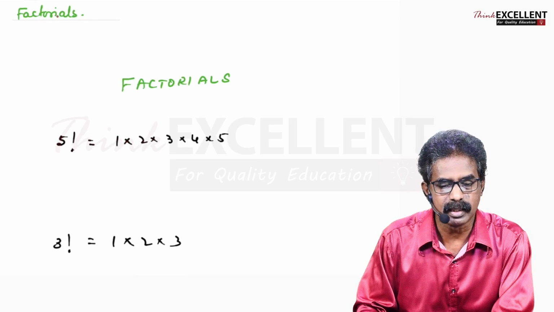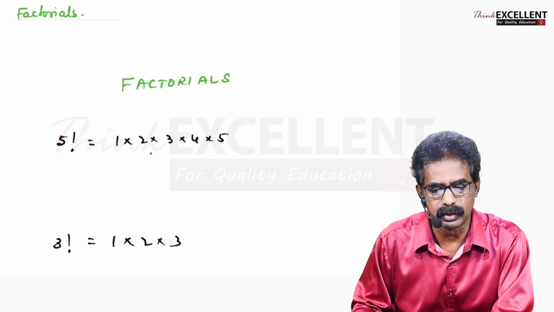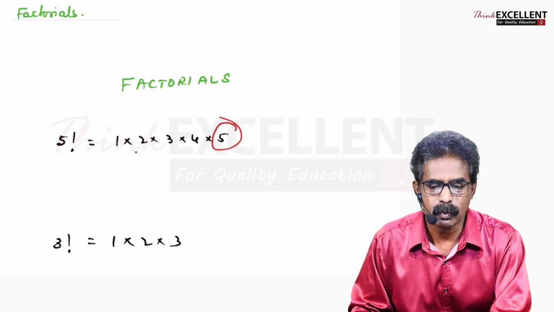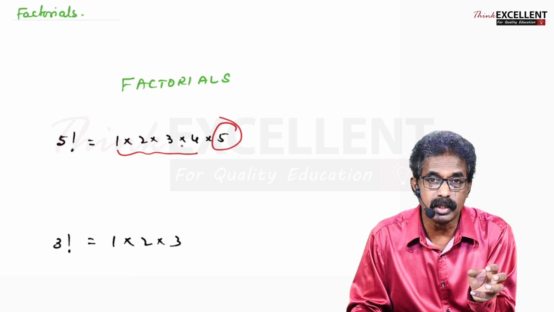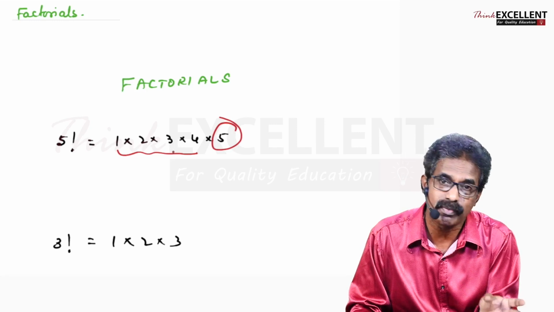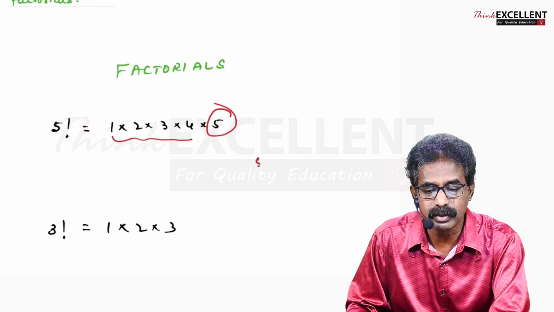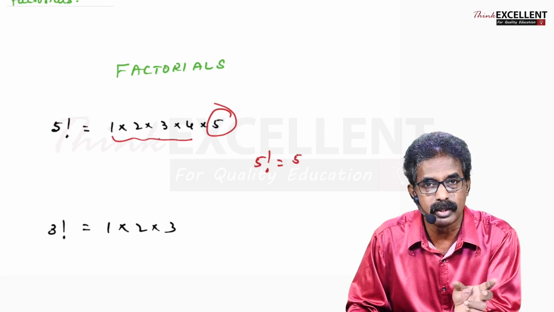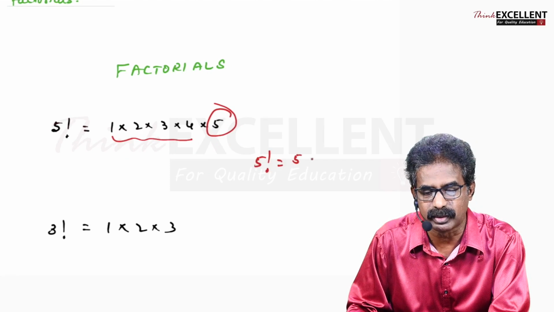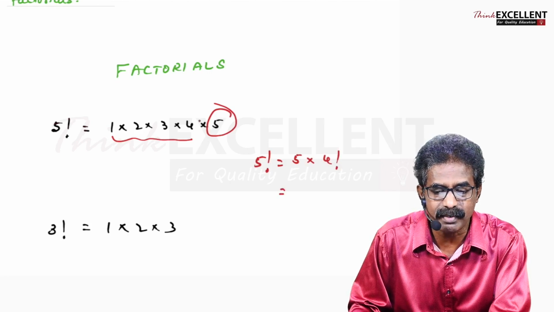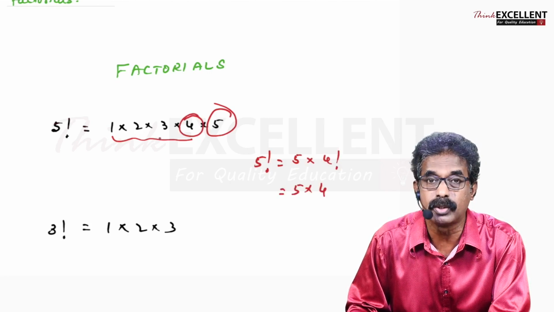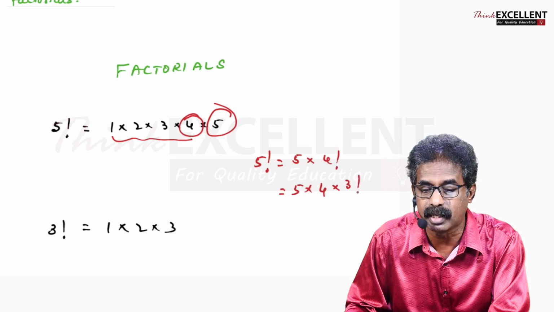Now please listen here. The next important result I want to tell you. Suppose I take the 5 separately, what's remaining? 1 into 2 into 3 into 4, and that is the same as 4 factorial. So 5 factorial can be written as 5 into 4 factorial. Or, if I take 5 and 4, what's remaining? 1 into 2 into 3, which is 3 factorial.